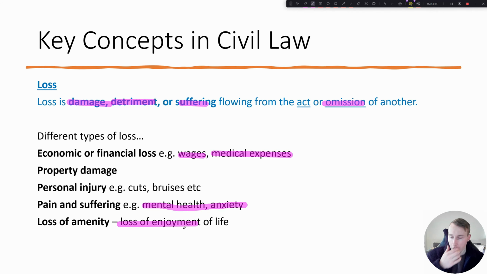So I guess just remember, it's important to know that there are lots of different types of losses. And the chances are you're going to be getting a case study where you'll have to pull out maybe 1 or 2 different types of losses that particular plaintiff has suffered. But just be aware that there are many different types of loss that people can suffer.